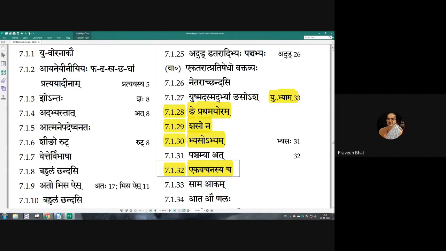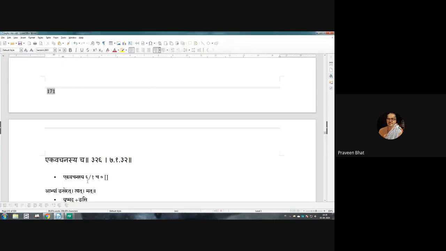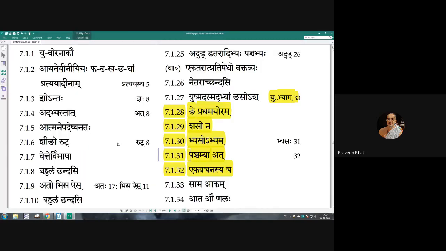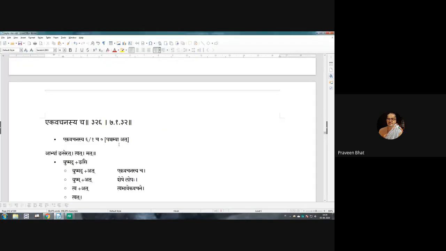What will be the Adesha here? Adesha is At. So the entire sutra is going down. Panchamya ekavachanasya. We have gone to the fifth case. So in the fifth case, panchamya ekavachanasya at. Here we'll have the entire sutra. Abhyam nyaserat. Panchamya at. Entire sutra.